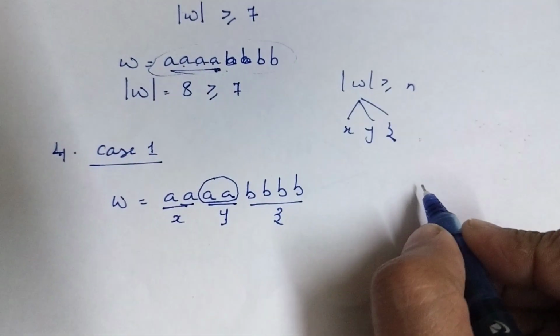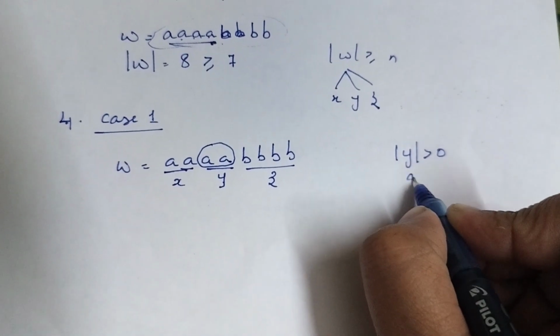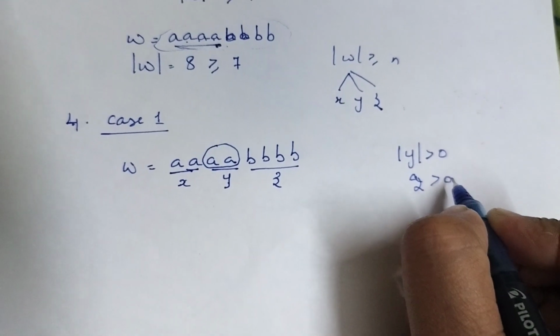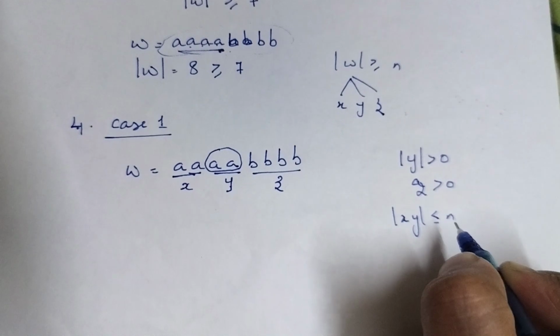So what is our condition? y should not be 0, y should be greater than 0. What is the length of y here? 2, right? 2 is greater than 0. So the second condition is okay. And the length of xy should be less than or equal to n. That is the third condition.